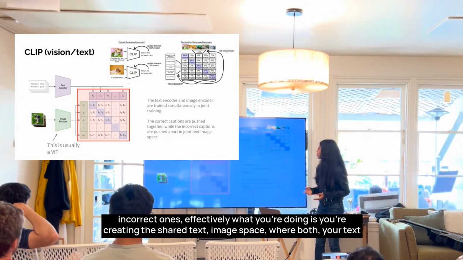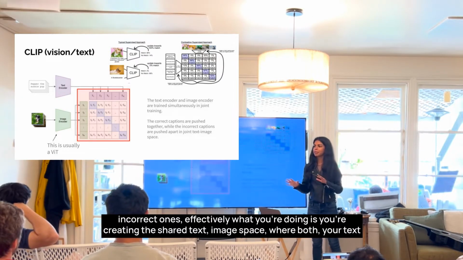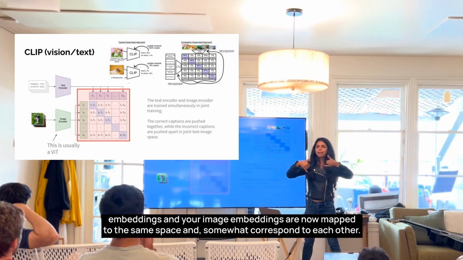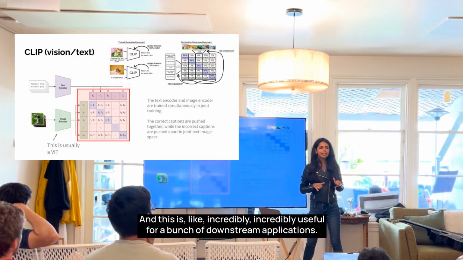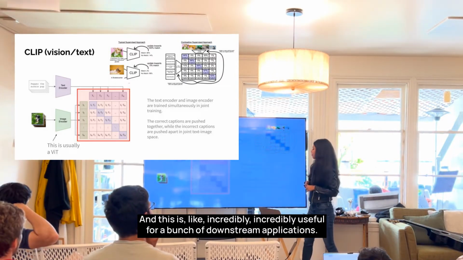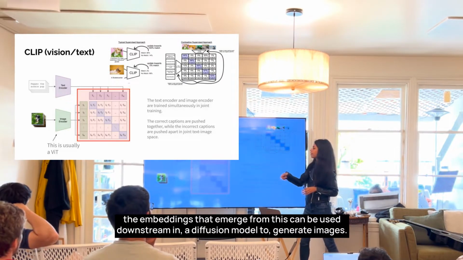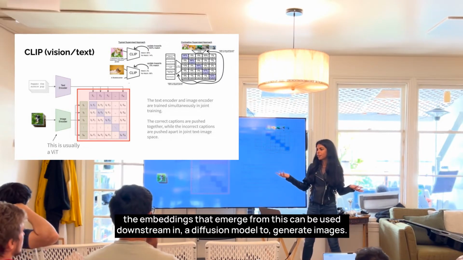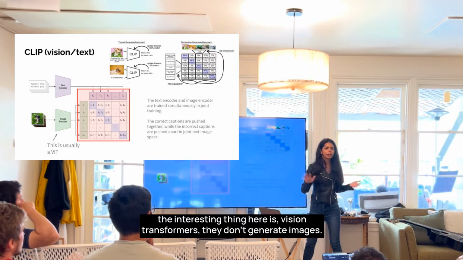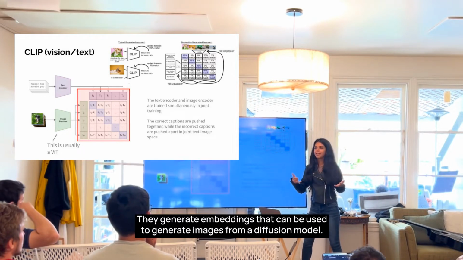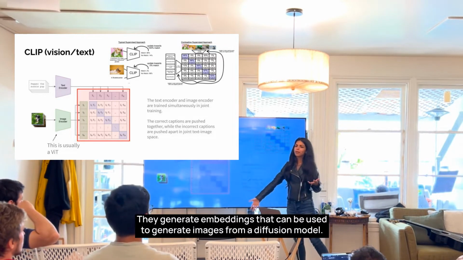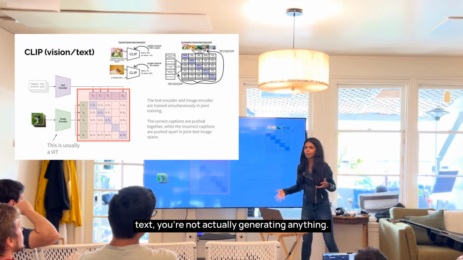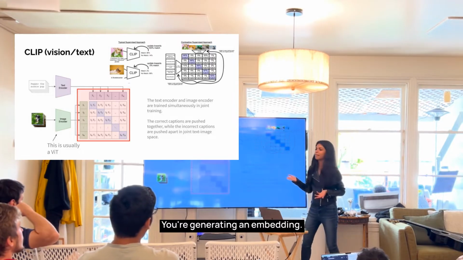Effectively what you're doing is creating a shared text-image space, where both your text embeddings and your image embeddings are now mapped to the same space and somewhat correspond to each other. And this is incredibly useful for a bunch of downstream applications. The embeddings that emerge from this can be used downstream in a diffusion model to generate images. The interesting thing here is vision transformers don't generate images. They generate embeddings that can be used to generate images from a diffusion model. And that's one thing that was a little bit confusing, because unlike language, which generates text, you're not actually generating anything. You're generating an embedding.